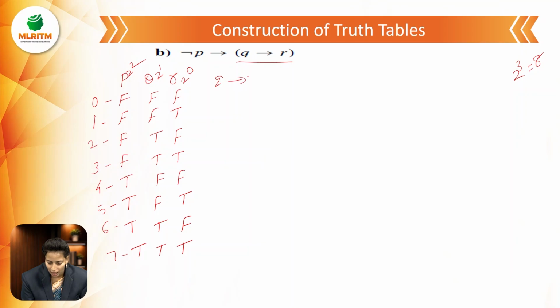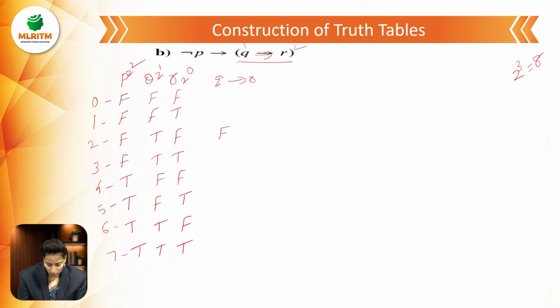Q implies R. This is the implication symbol. The implication symbol is also called the conditional symbol, right? So the implication truth table says if the first variable is true and the second variable is false, then the result is false. Otherwise, all are true only. So here the first variable is Q, the second variable is R. So Q implies R. Observe these two.